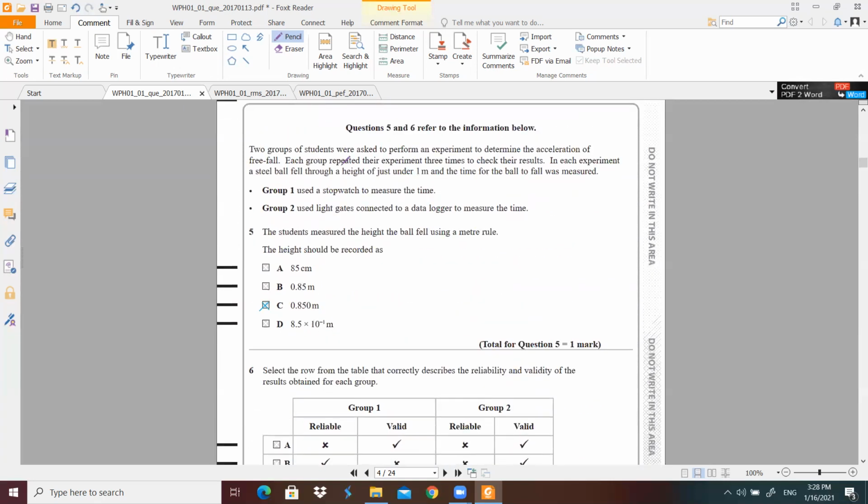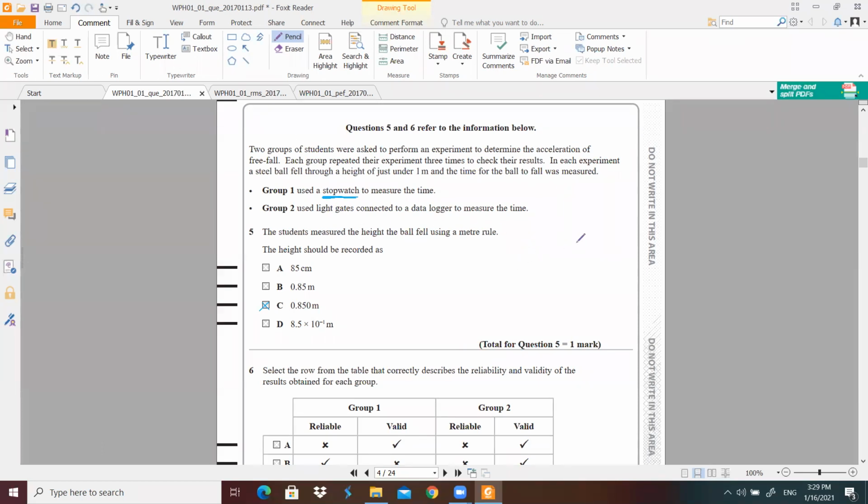So check this out. Group 1 uses a stopwatch to measure the time. The moment you use a stopwatch, you can use it very accurately, but there will always be some random errors due to your reaction time. Reaction time is not in your hands. So reaction time would cause the value to fluctuate a little bit. So when you round it off to, let's say, 1 SF or 2 SF, it's going to be the same, but the third SF may vary. This is what I'm saying, everyone. Please check this out.